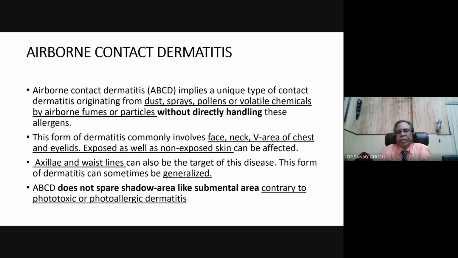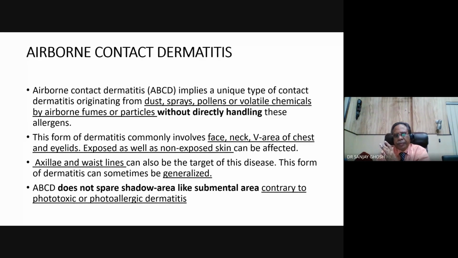Now I'm coming to another interesting aspect of contact dermatitis. There's a belief that contact dermatitis means always contact. This is a very superficial belief. Airborne contact dermatitis can happen without touching, without directly exposing. It is indirect, through airborne dust, spray, pollens, and volatile fumes and particles. It could affect the face, neck, V area, even covered areas. Exposed and non-exposed areas could be affected, and the eyelid could be affected. Axillary and waist lines are usually the target. So covered areas could be involved.